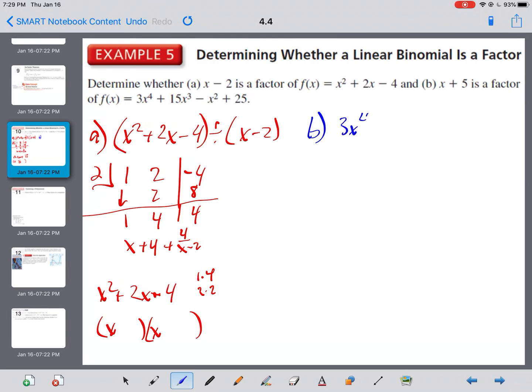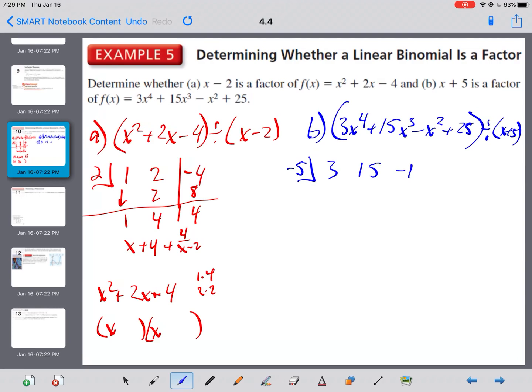Now let's look at B. We've got 3x to the 4th plus 15x to the 3rd minus x squared plus 25. We could try to factor that by grouping, but it may not get us very far. But if we divide by x plus 5, we could show that x plus 5 is or isn't a factor. So I'm going to pull out the negative 5, the opposite, to get it out. Coefficients, to the 4th, to the 3rd, to the 2nd. We don't have to the 1st. I need that.